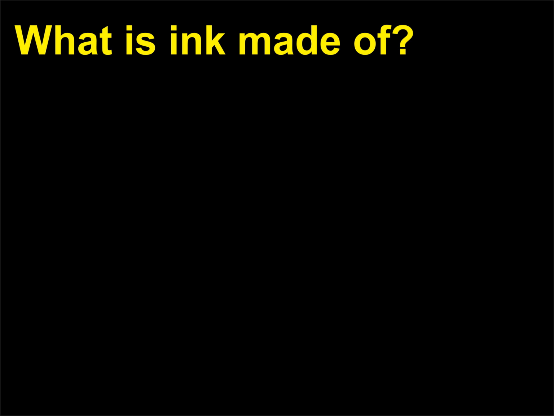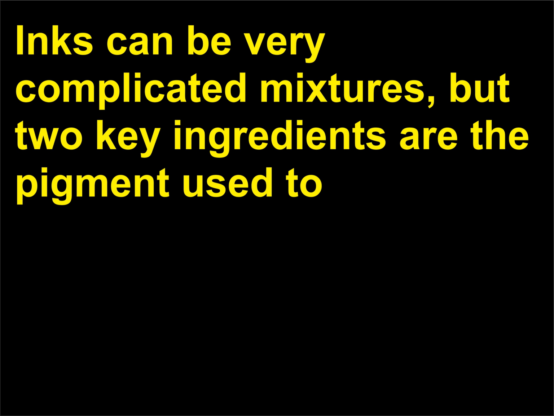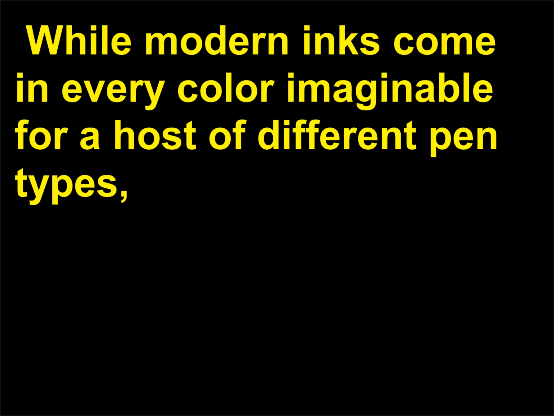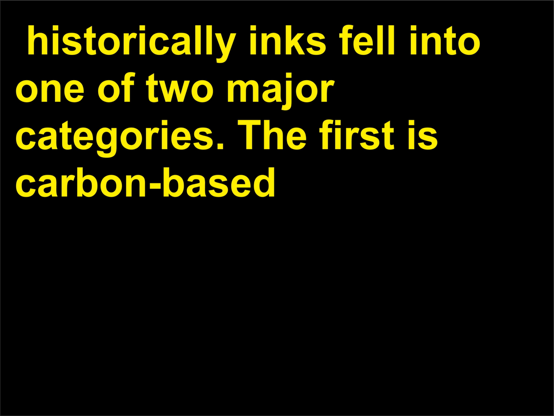What is ink made of? Inks can be very complicated mixtures, but two key ingredients are the pigment used to color the ink and the solvent used to dissolve, or at least suspend, the pigment particles. While modern inks come in every color imaginable for a host of different pen types, historically, inks fell into one of two major categories.